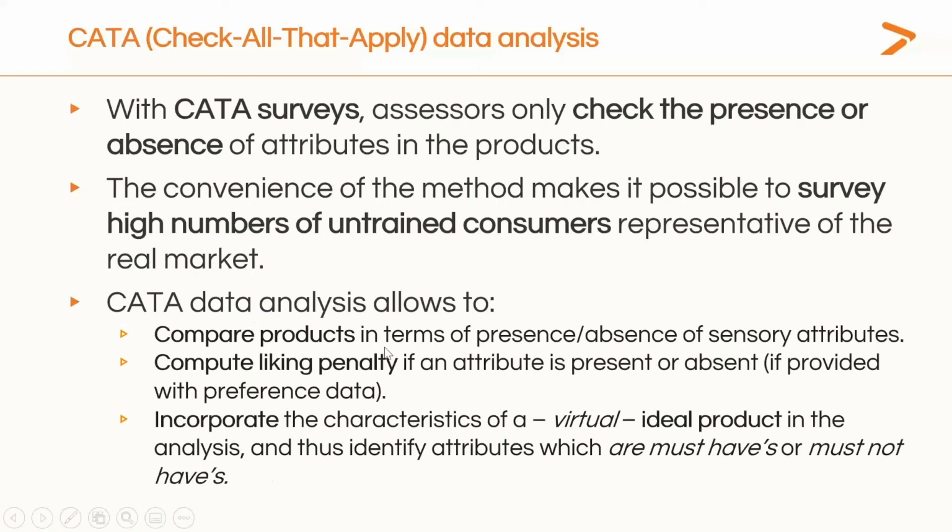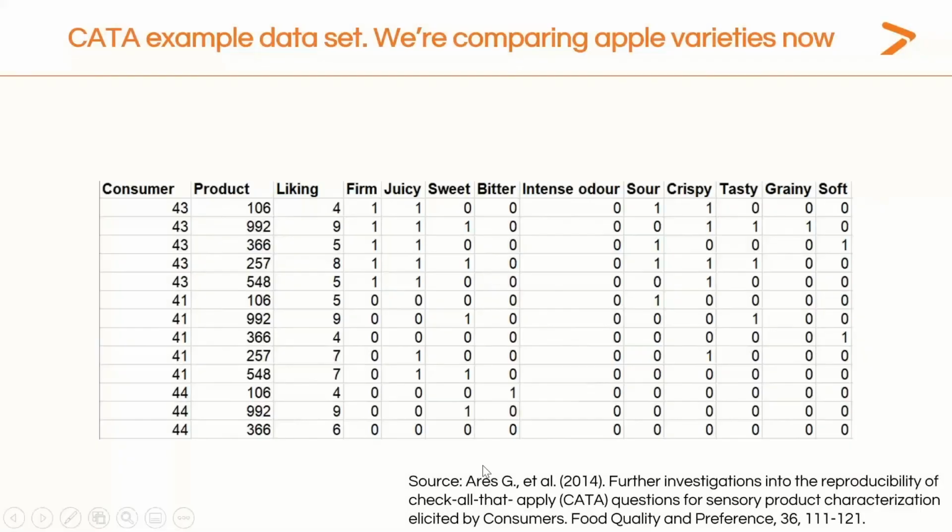Here are a few things CATA can do for you. You can compare products in terms of presence or absence of sensory attributes. You can compute liking penalties, just like we did in penalty analysis, if an attribute is present or absent. And you can also incorporate the characteristics of a virtual ideal product. We won't be doing this today, but you should know that it's possible.